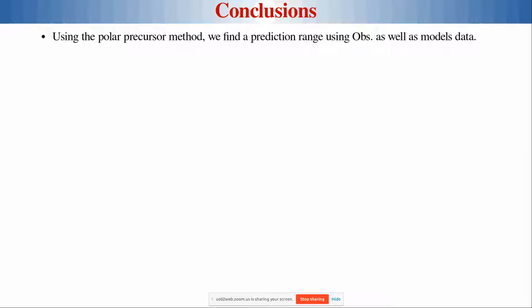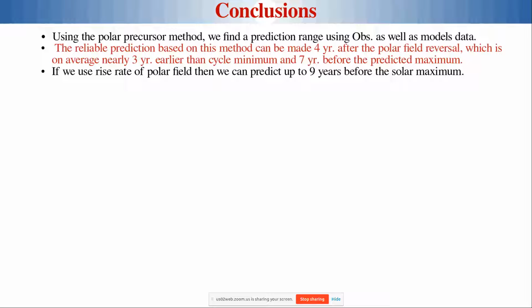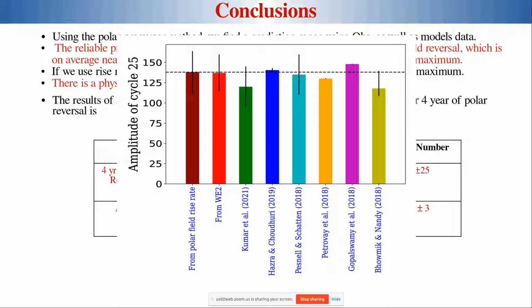So our conclusion is that we can predict the next cycle amplitude about 9 years before the solar cycle maximum, and we also see a physical link between the polar field rise rate and the Waldmeier effect, that is WE2. We get the next cycle amplitude 4 years after the polar field reversal will be 120 plus minus 25, and here we also see some predictions of cycle 25 by different people. So here is our prediction.